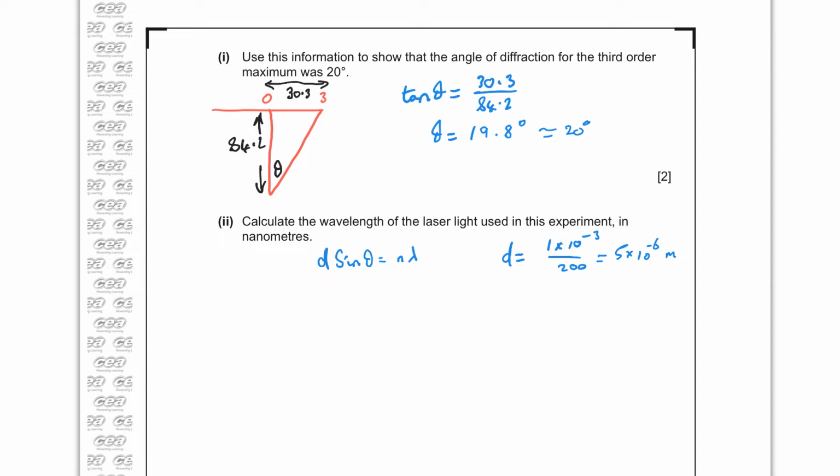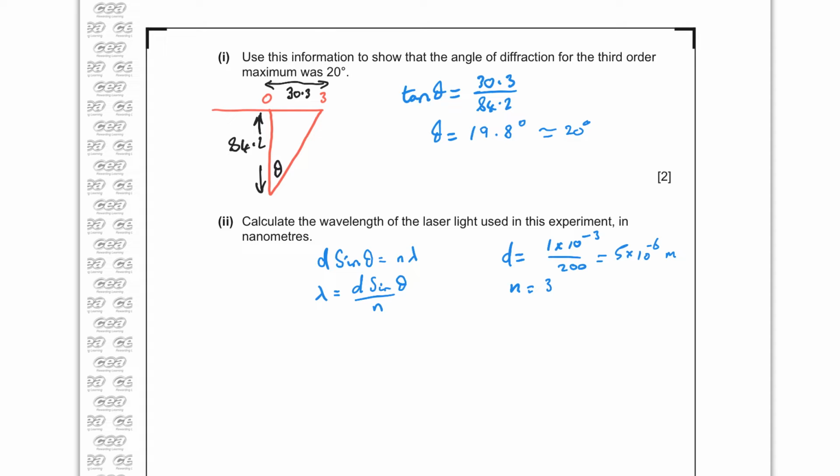And n equals 3 because it's the third order. Always a good idea to rearrange your equation before you start substituting, so I would rearrange it as lambda is d sine theta over n before I start. And this is where the issue crops up of which theta do you use? Do you use the 19.8 that you calculated, or do you use the 20 degrees that they told us? And usually the mark scheme will be set up so that you can use either.